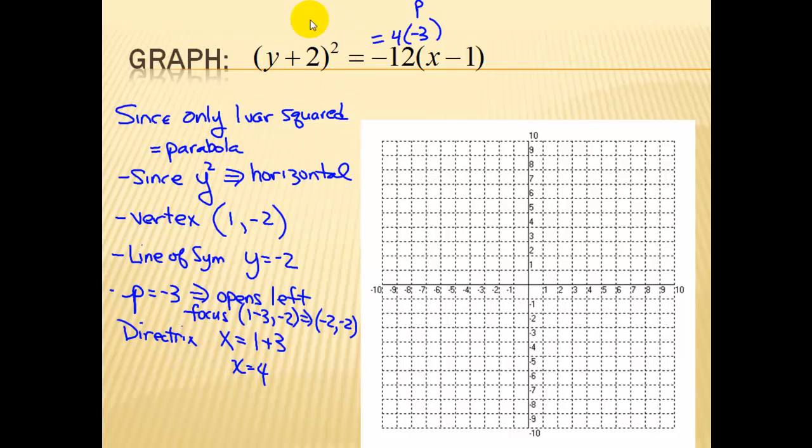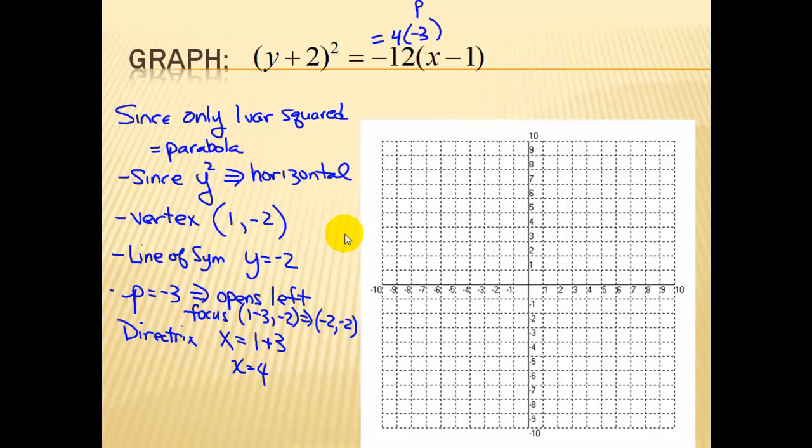Since the y is the letter squared, it tells me it's horizontal. This is x minus h, so h is 1. That's our x-coordinate of the vertex. If we put this in the form of y minus k, we would need k to be a negative 2. So we're always going to be taking the opposite of these numbers. Parabolas are symmetrical, and this is horizontal, so the line y equals negative 2 is our line of symmetry. And we'll be using p to find the focus and directrix.